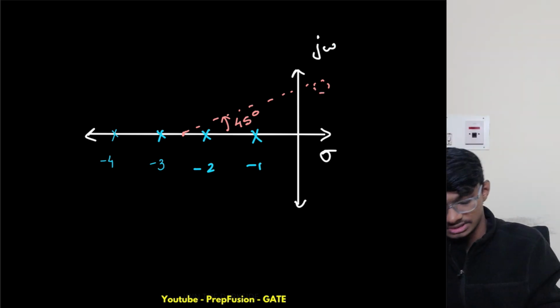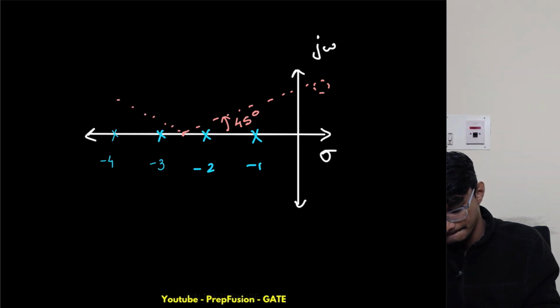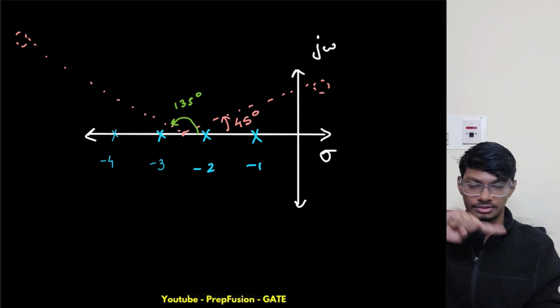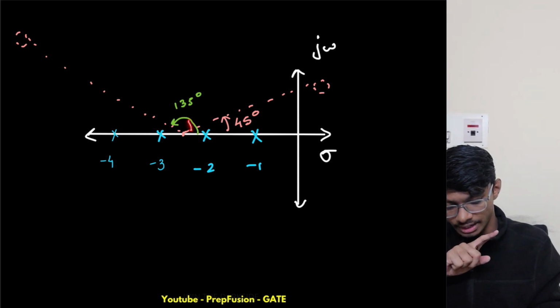Okay, now what is the second? The second is this one. Okay, if you measure it correctly, it will be 135 degrees, right? Basically it moved like 135 degrees in the anti-clockwise direction with respect to the x-axis, or you can say 90 degrees from here, right?